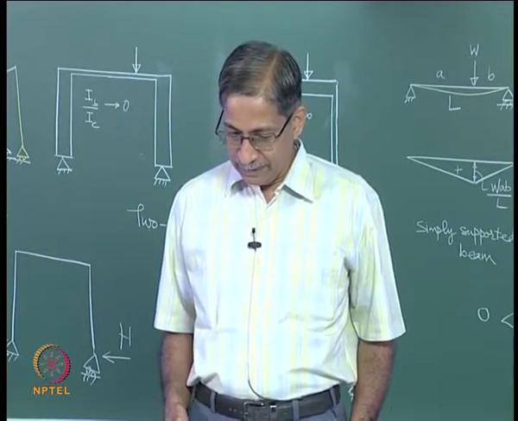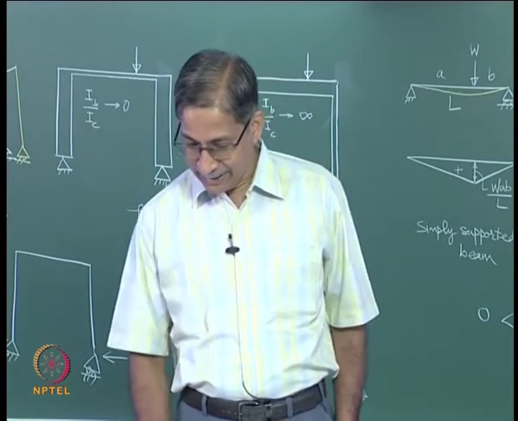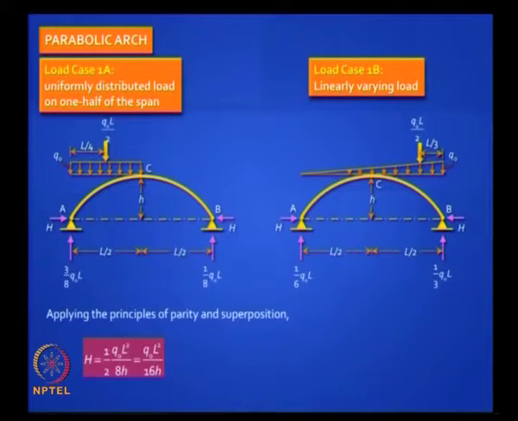Okay. Now what about this? Let us say you had a triangular loading like this. What do you think capital H is for this second case, load case 1b, when you have a triangular load? It is the same. So it looks tricky, but then if you put a triangle the other way it will add up to a UDL. So here also you get the same answer. Okay.